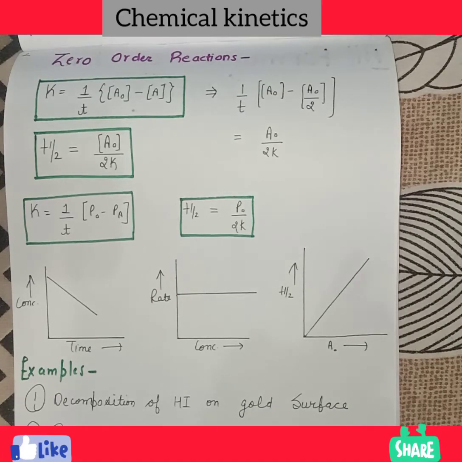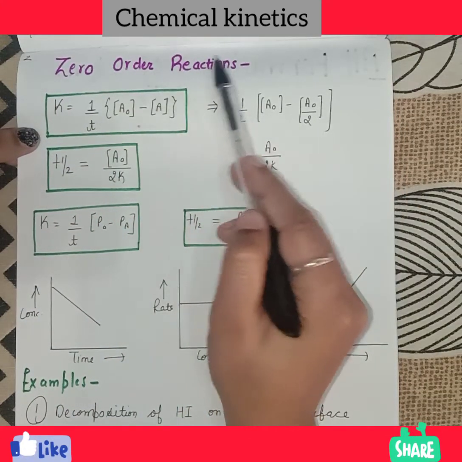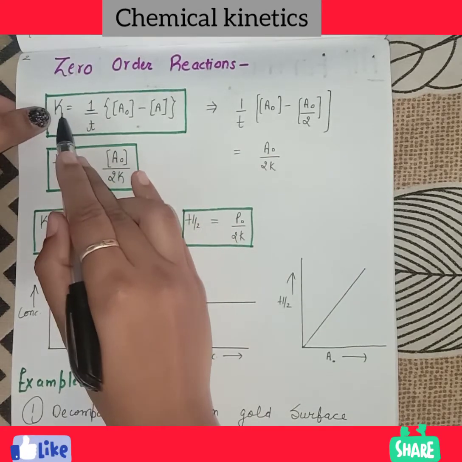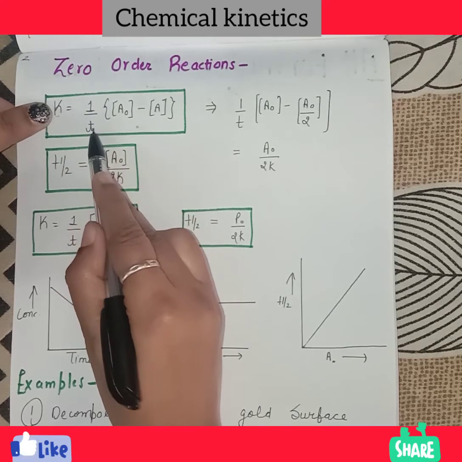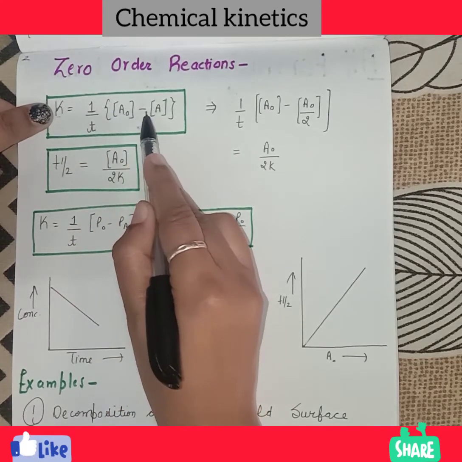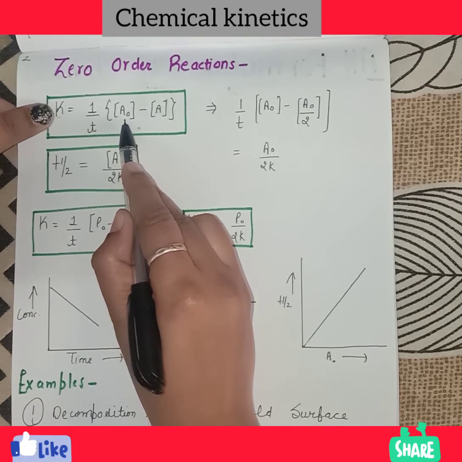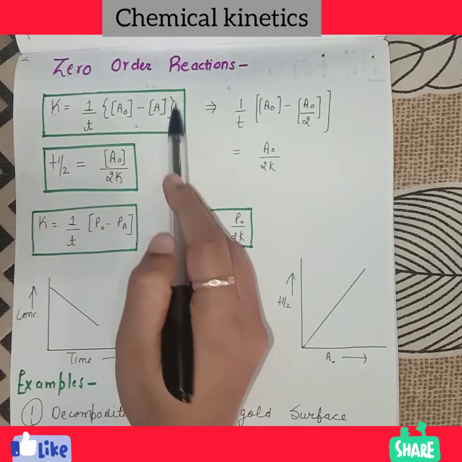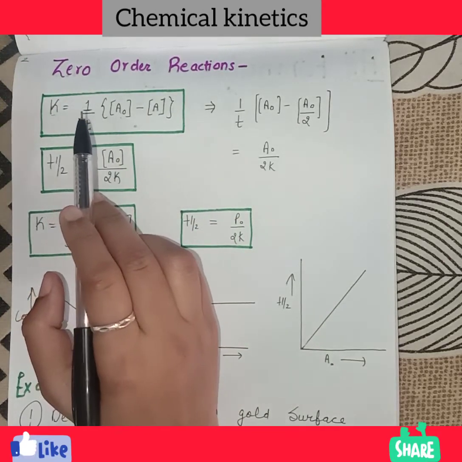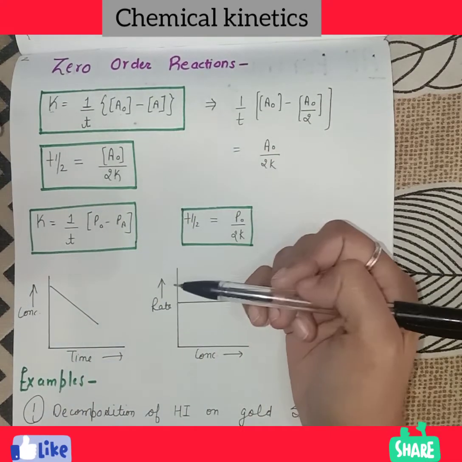Now we discuss briefly about the order of reactions. Firstly, zero order reaction. For zero order reaction, value of rate constant is k is equal to 1 upon t, a naught minus a. Here a naught is the initial concentration of reactant and a is the concentration of reactant after any time t. Okay, so this is the formula. I can't derive here because sometimes we forget about derivations. You simply learn these formulas.